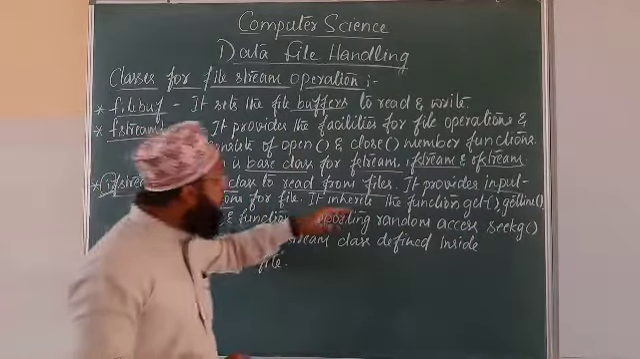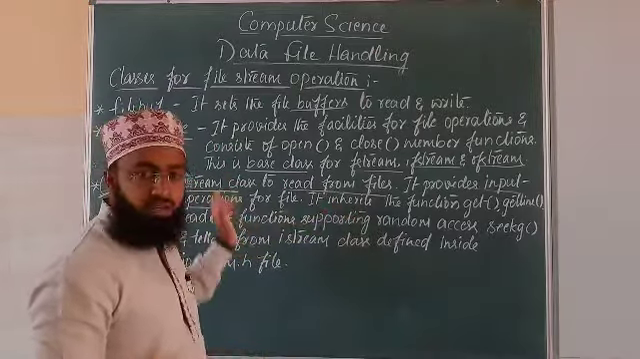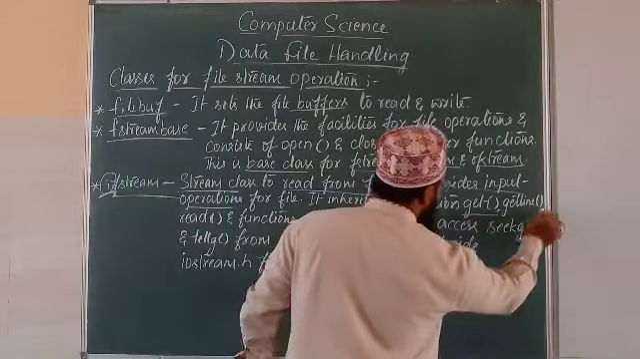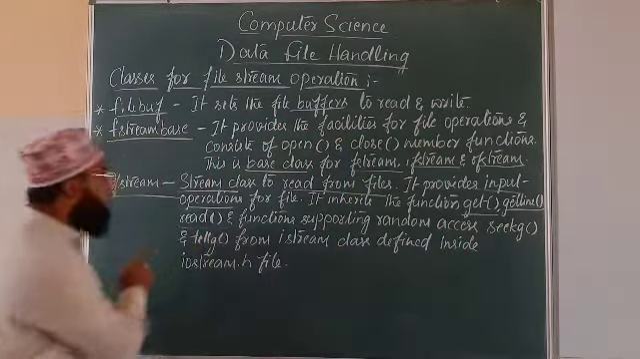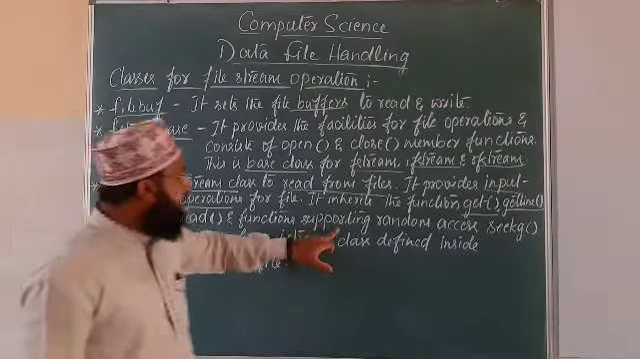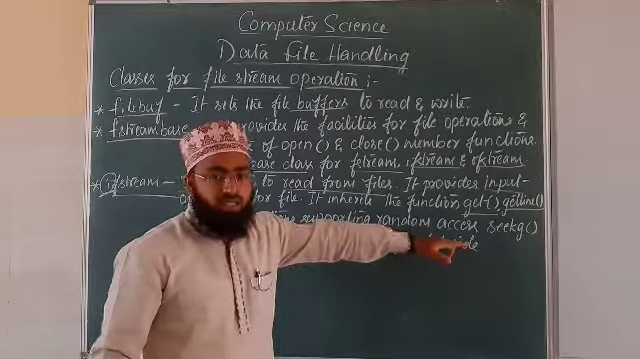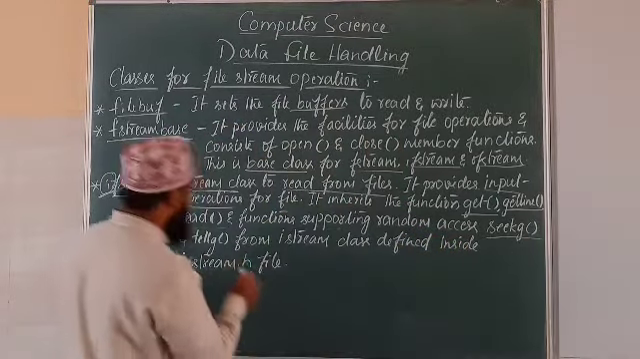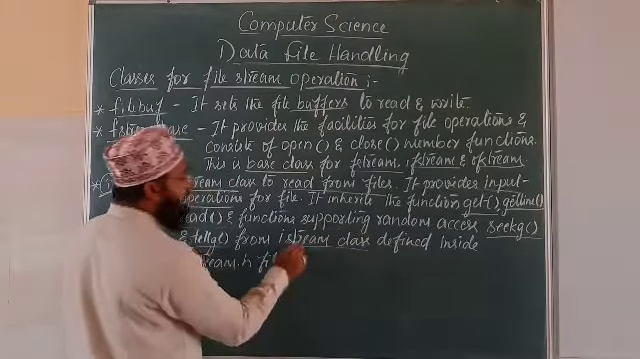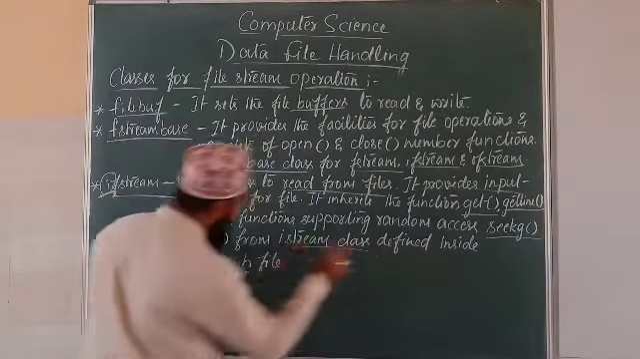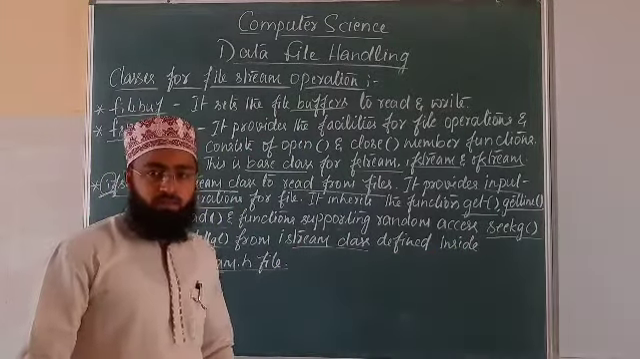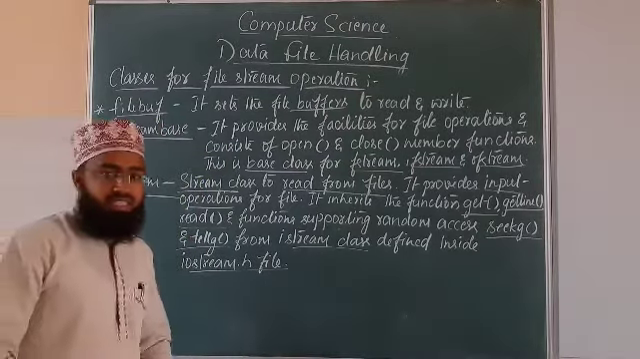And next, ifstream inherits the functions. Which are the functions? get function, getline function, and the read function. Along with these three functions, it supports random access functions, just like seekg and tellg, from istream class, and this istream class is defined inside the iostream.h header file. Hope you have understood these things.